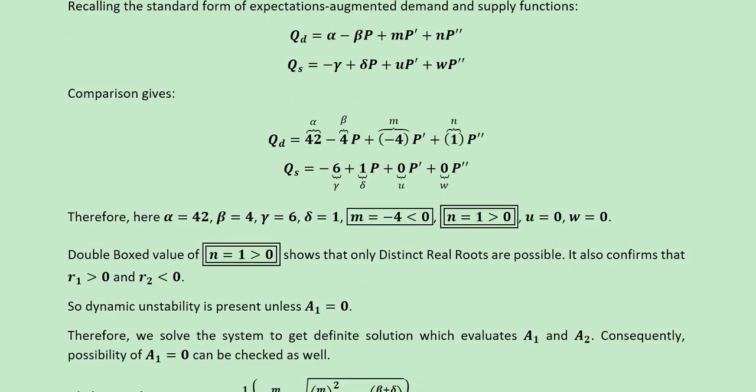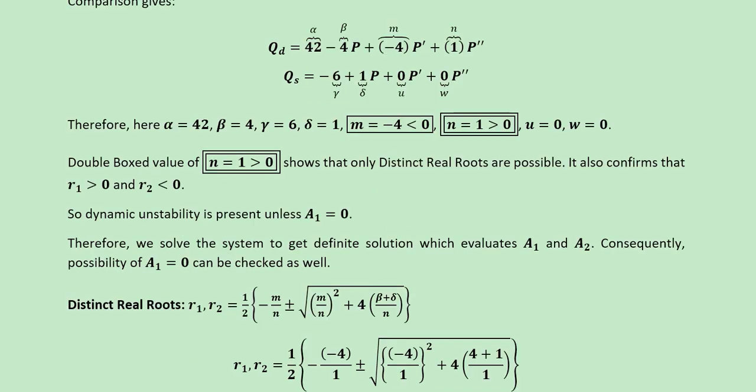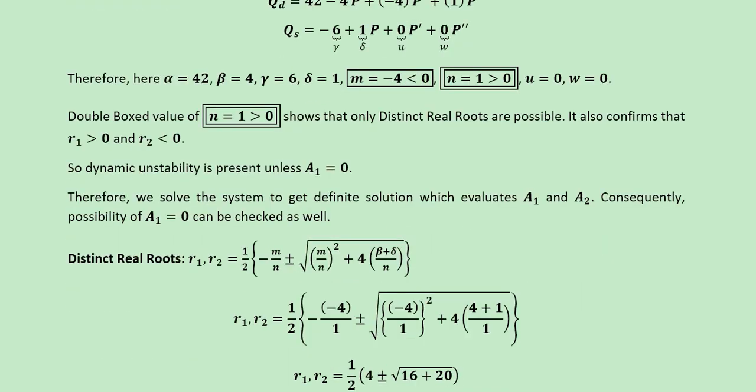We can extract the values of various parameters from this: alpha, beta, m and n, gamma and delta, and then u and w. U and w are 0, so we are given m and n, which are slightly new things that show the role of expectations in our given function.